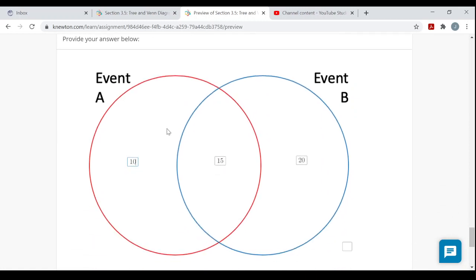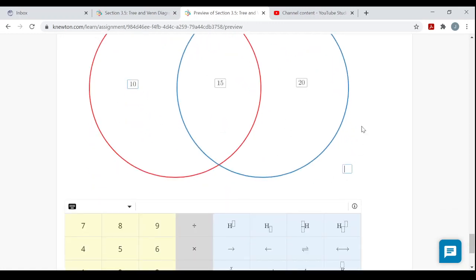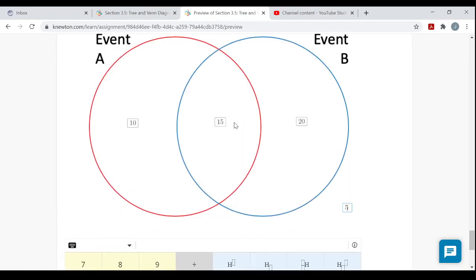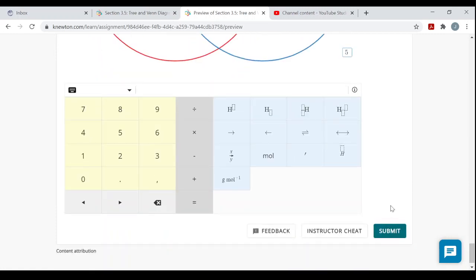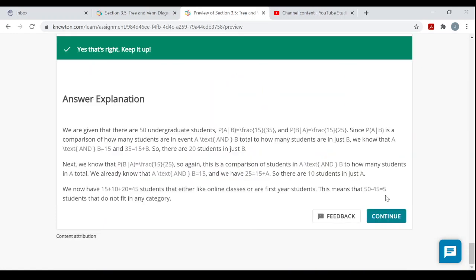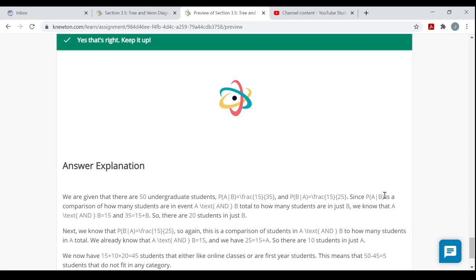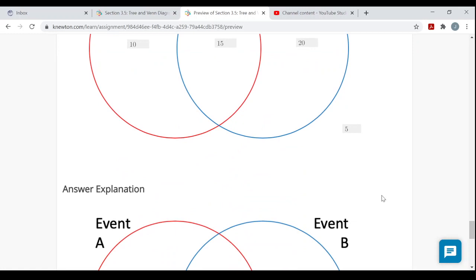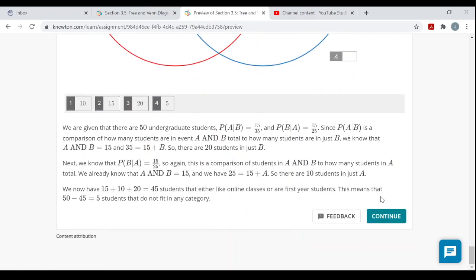Conditional probability. Then these numbers add up to 45. 20, 10, and 15 add up to 45. So that means out here are the other 5 students. Again, all four of these numbers need to add up to 50. So again, hopefully not so bad, and they explain all that here.